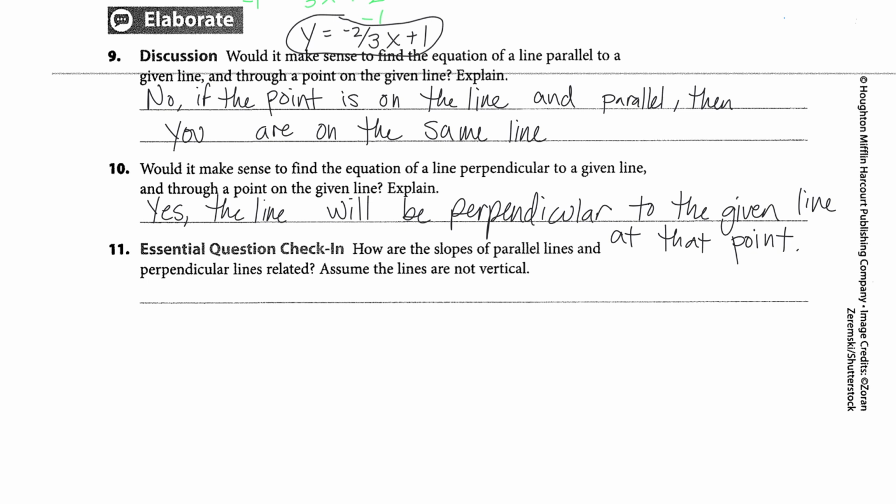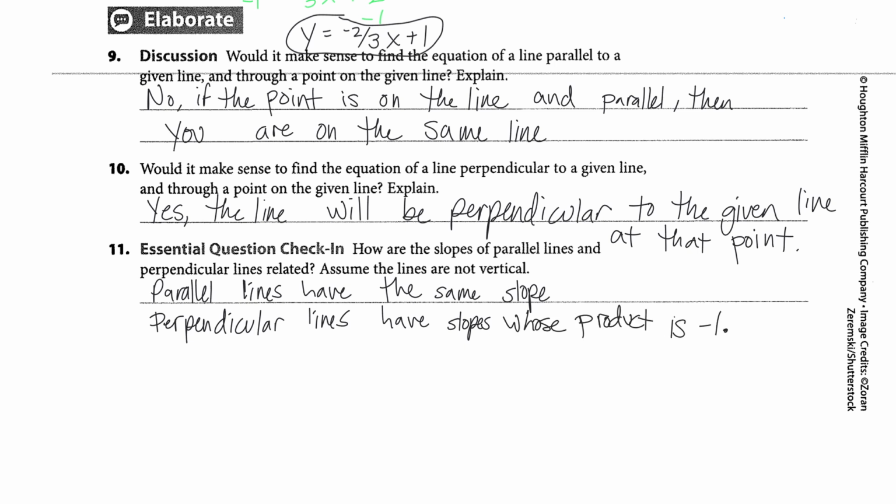How are the slopes of parallel lines and perpendicular lines related? Assume the lines are not vertical. Parallel lines have the same slope. Perpendicular lines have slopes whose product is negative 1.